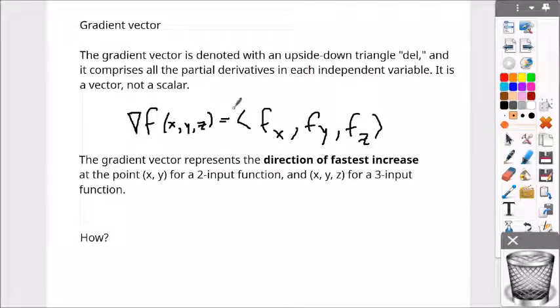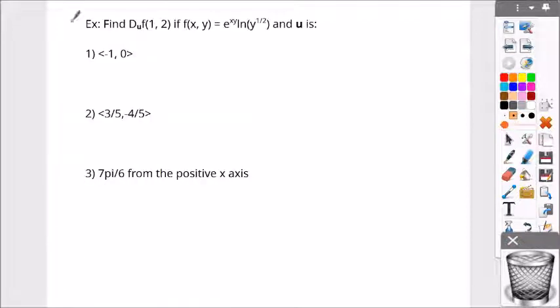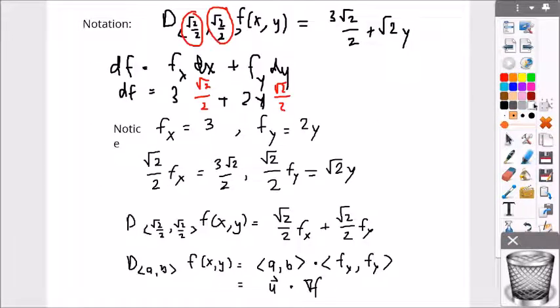Very important for chapter 5 or chapter 6, I don't remember, where we'll do vector calculus, but it's not very important right now. The gradient vector represents the direction of fastest increase at a point x, y for 2 inputs, x, y, z for 3 inputs, and a vector x1, x2, x3, x4 for 4 inputs, and so on. So that's what the gradient vector does, and this is how you find a directional derivative.